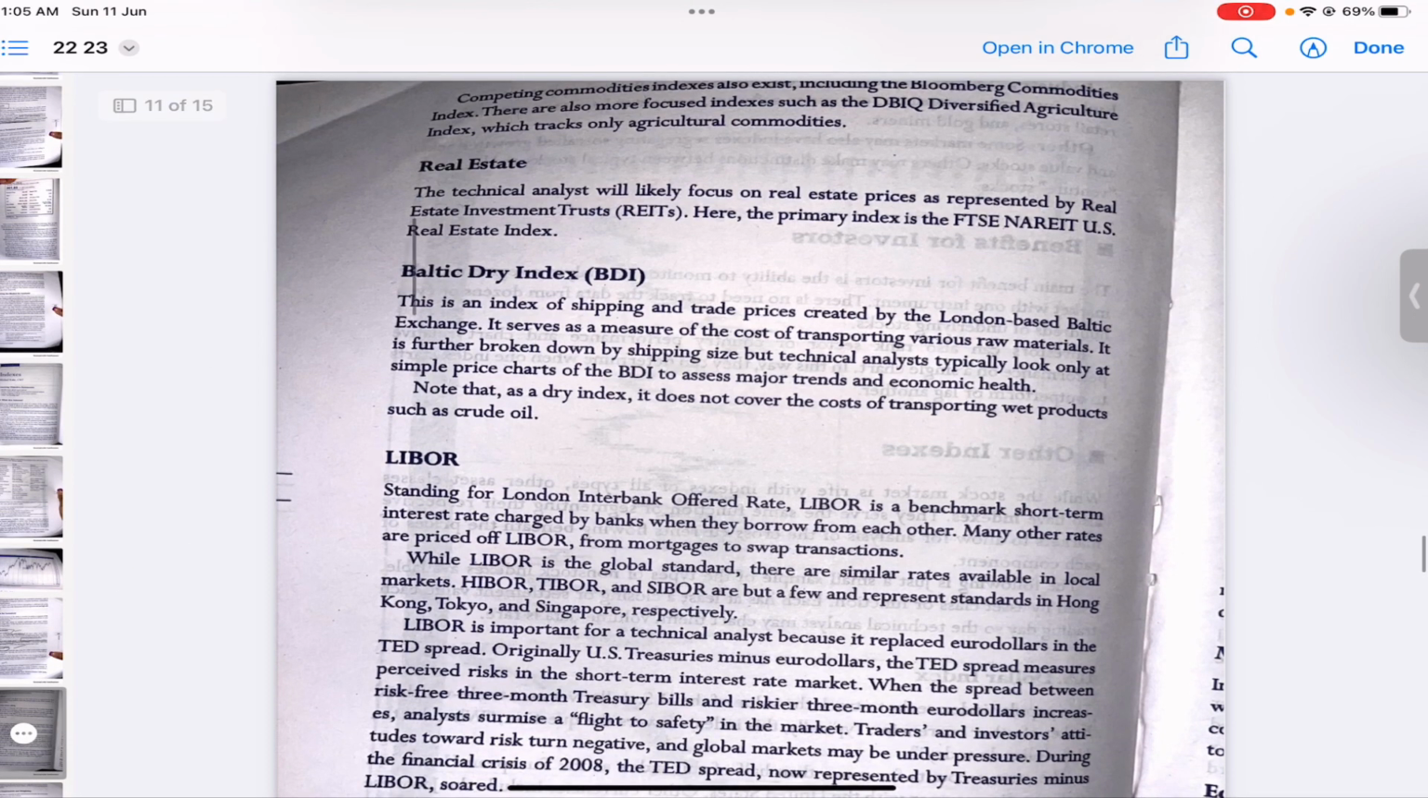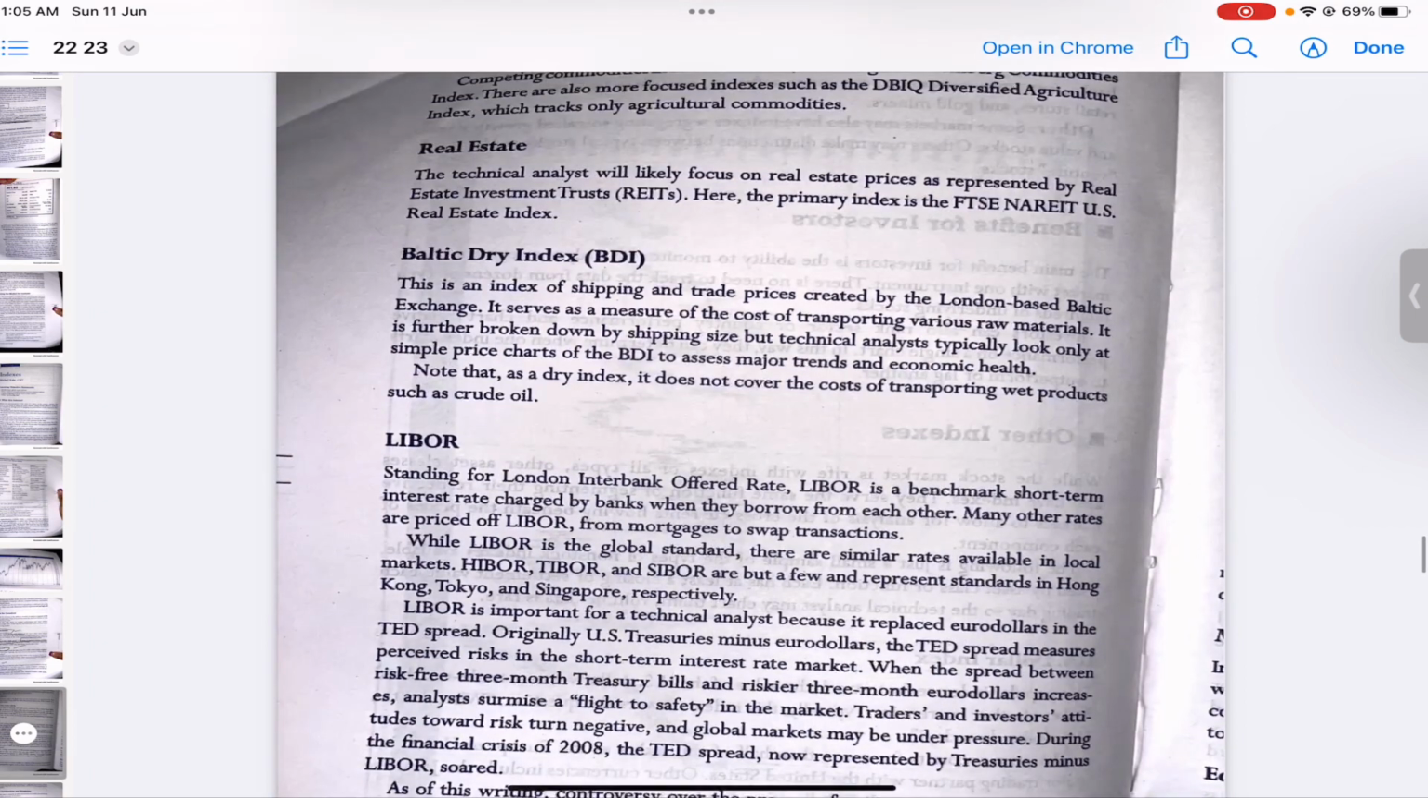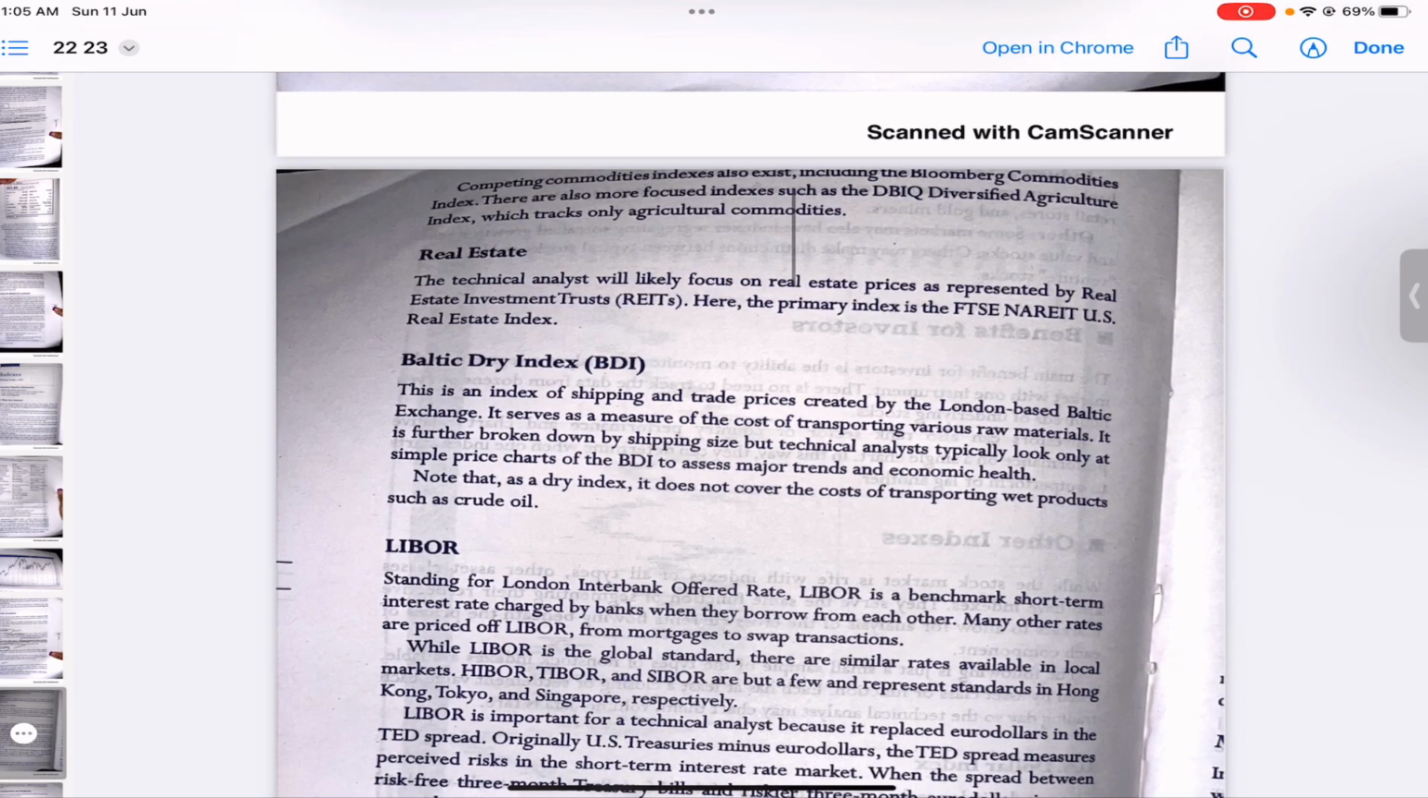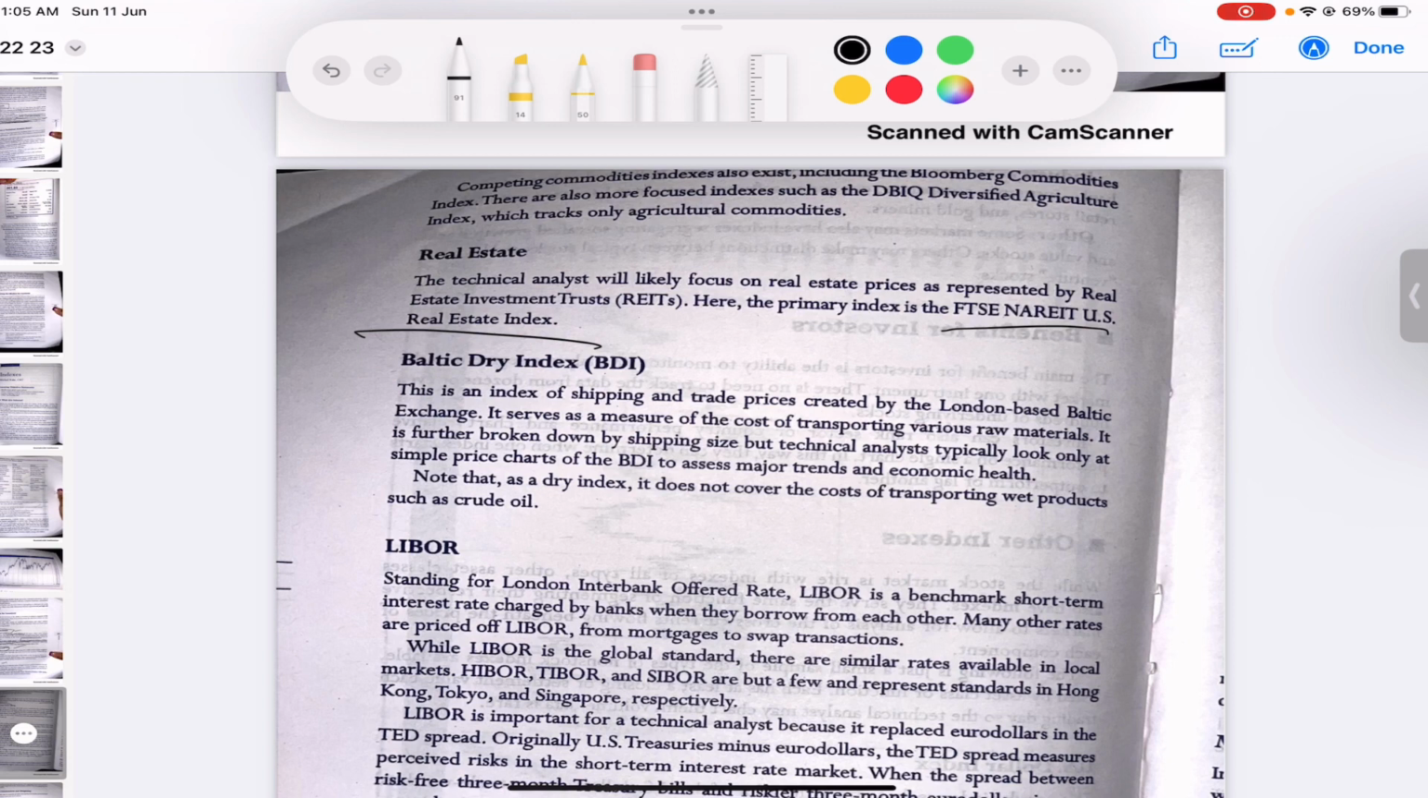Now we also have real estate. There are indexes which track real estate prices too, and there are people who actually trade in real estate as well. We saw in the previous chapter what a REIT was in the exchange traded products. Real estate is also tracked by an index, and usually it is represented by real estate investment trusts. The primary index is the FTSE Nareit US Real Estate Index. Just keep this name in your mind because it might be tested in the exam. Whenever the FTSE Nareit US Index is mentioned, you know that they're talking about a real estate index.